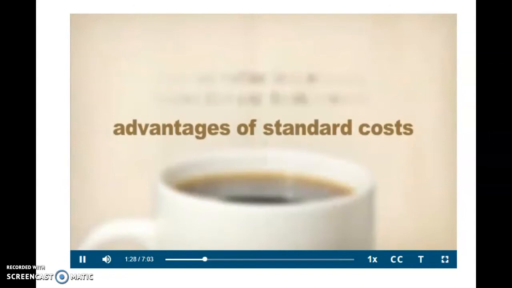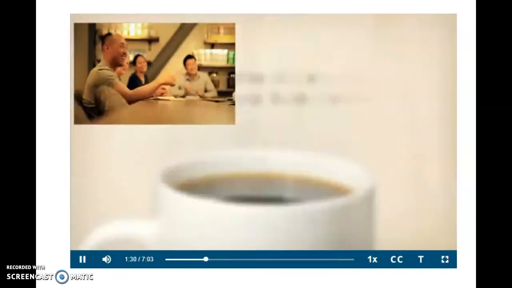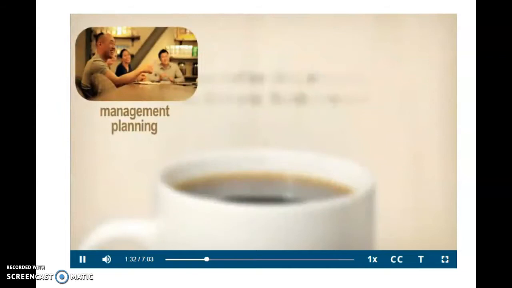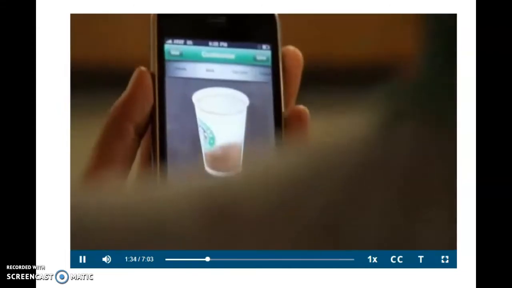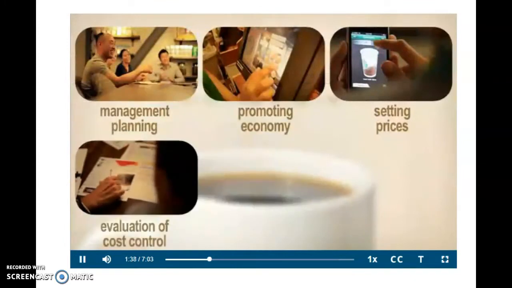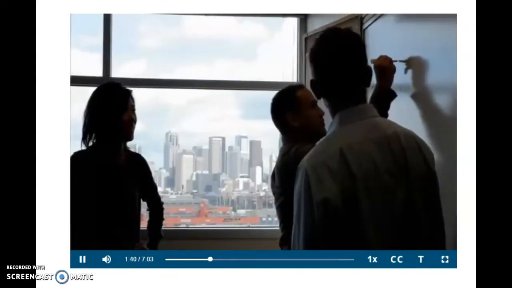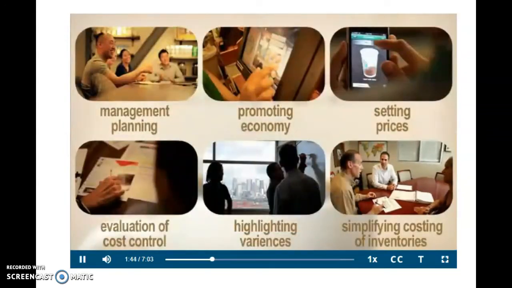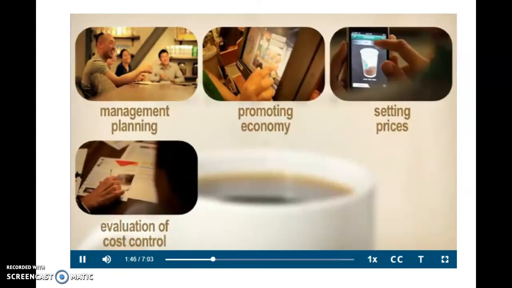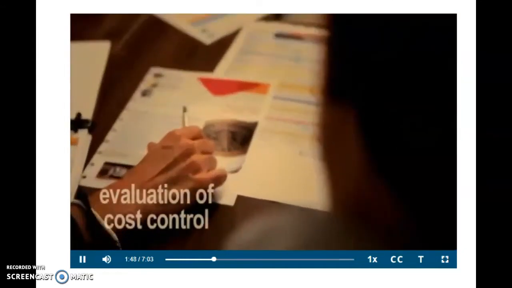There are many advantages to setting standard costs, including facilitating management planning, promoting greater economy, setting selling prices, providing a basis for evaluation of cost control, highlighting variances, and simplifying costing of inventories. Let's look at how standards at Starbucks provide a basis for evaluating cost control.